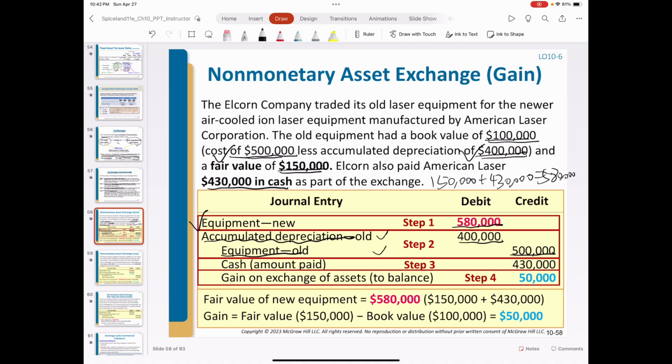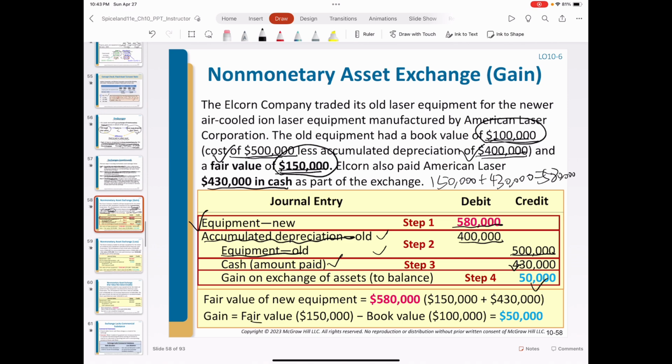And we also document the cash payment of $430,000. We also recognize gains and losses. Since the fair value of the old asset is greater than the book value, the difference of $50,000 will be the gain. So we credit the gain. This is the equation to determine the gain.